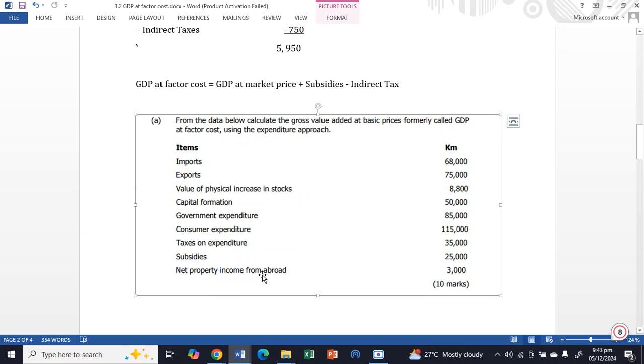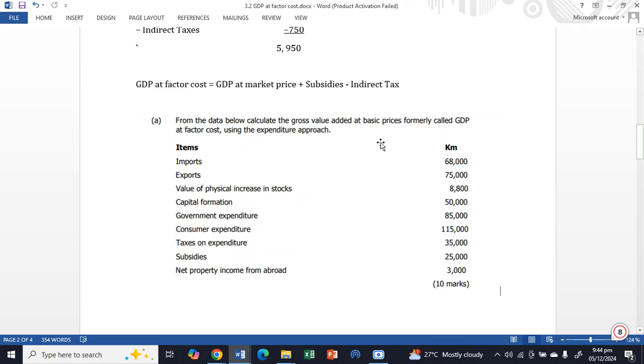This net property income from abroad, we are comparing the income received by foreigners here in Zambia versus the income received by Zambians in foreign countries. So if it is positive, it means the income received by Zambians in foreign countries is more than the income received by foreigners in Zambia. If it is negative, it means the income received by foreigners in Zambia is more than the income received by Zambians in a foreign country.